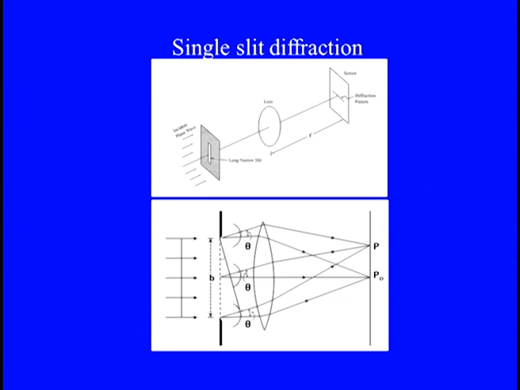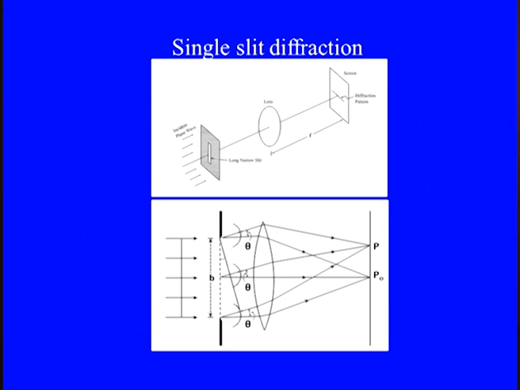Now, I will describe the single slit diffraction pattern due to an infinitely long slit of width b. Let us assume a plane monochromatic wave is incident normally on the slit. Now, we want to calculate the intensity distribution on the focal plane of the lens L.